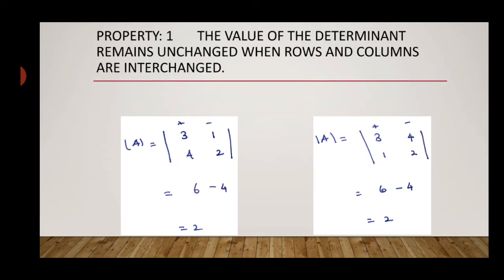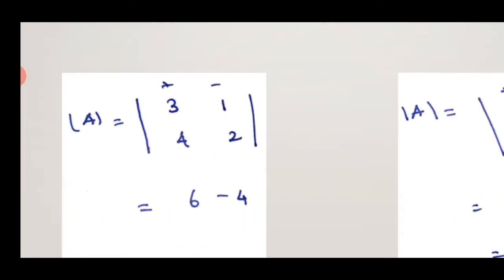Okay, first property. The value of a determinant remains unchanged when rows and columns are interchanged. Okay, let's see. So here I'm going to take a determinant of A equal to determinant 3 1 4 2.